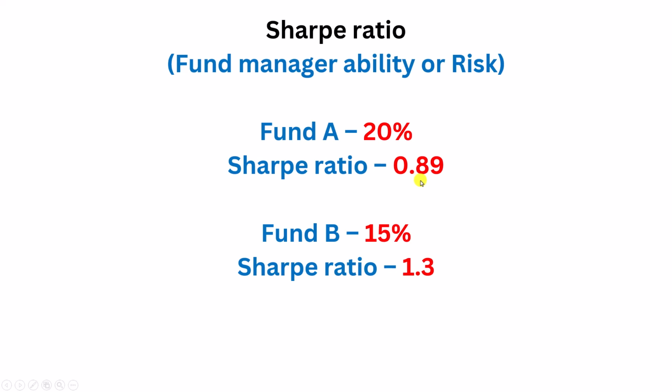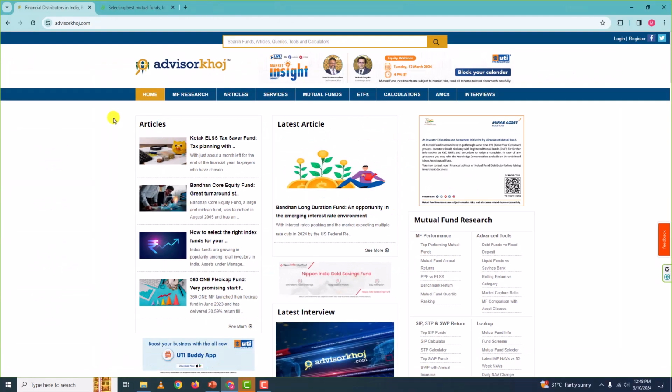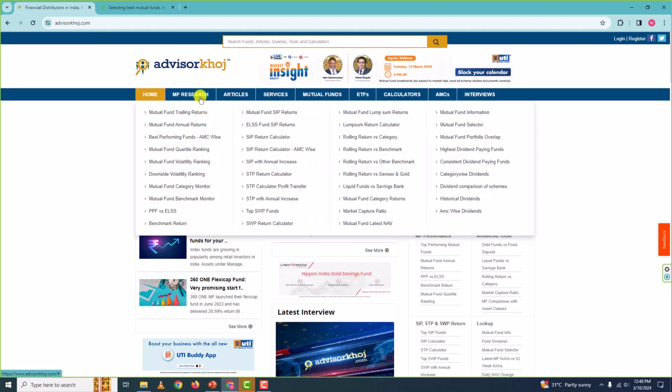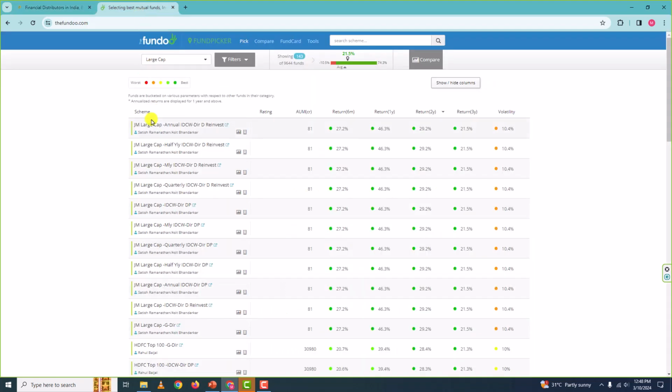Alright, yes. Now, let me go to my dashboard and show you two very good websites where you can get information about mutual funds. Okay. Alright. So the first website is advisorcoach.com. Advisorcoach.com. This is a very good website which gives you a lot of details about mutual funds. The second website is thefunddo.com. Once again, a very good website for mutual funds.